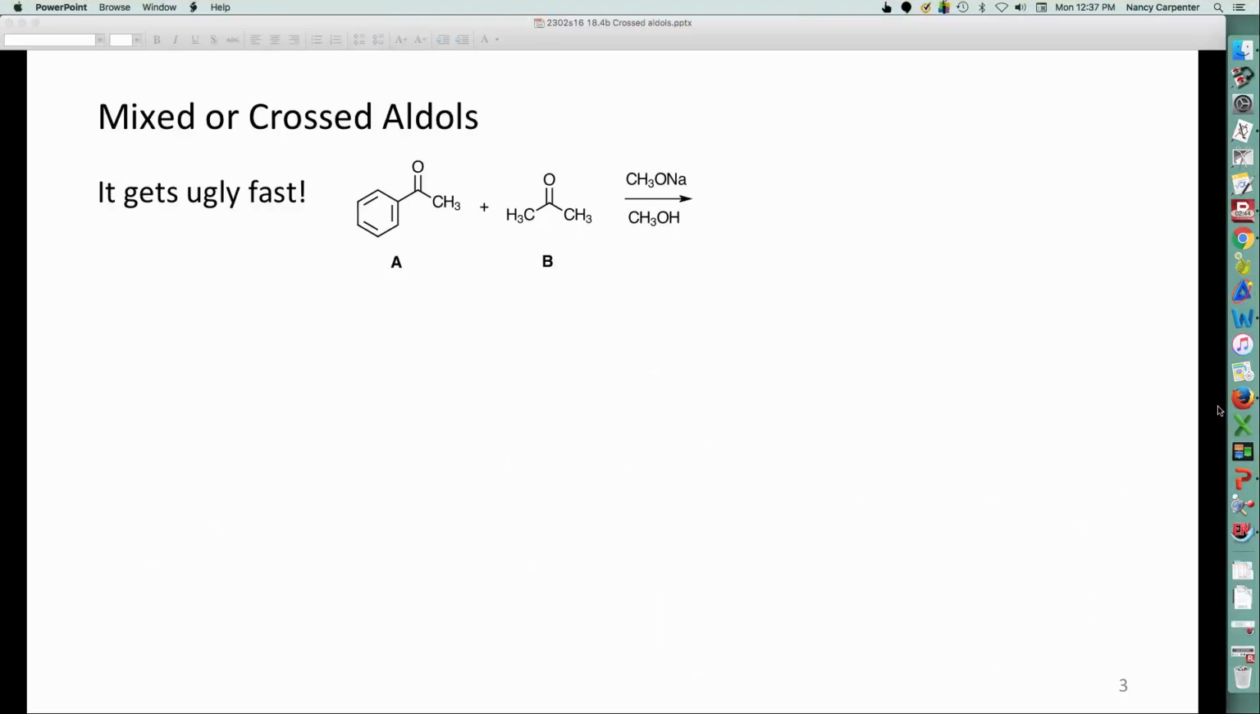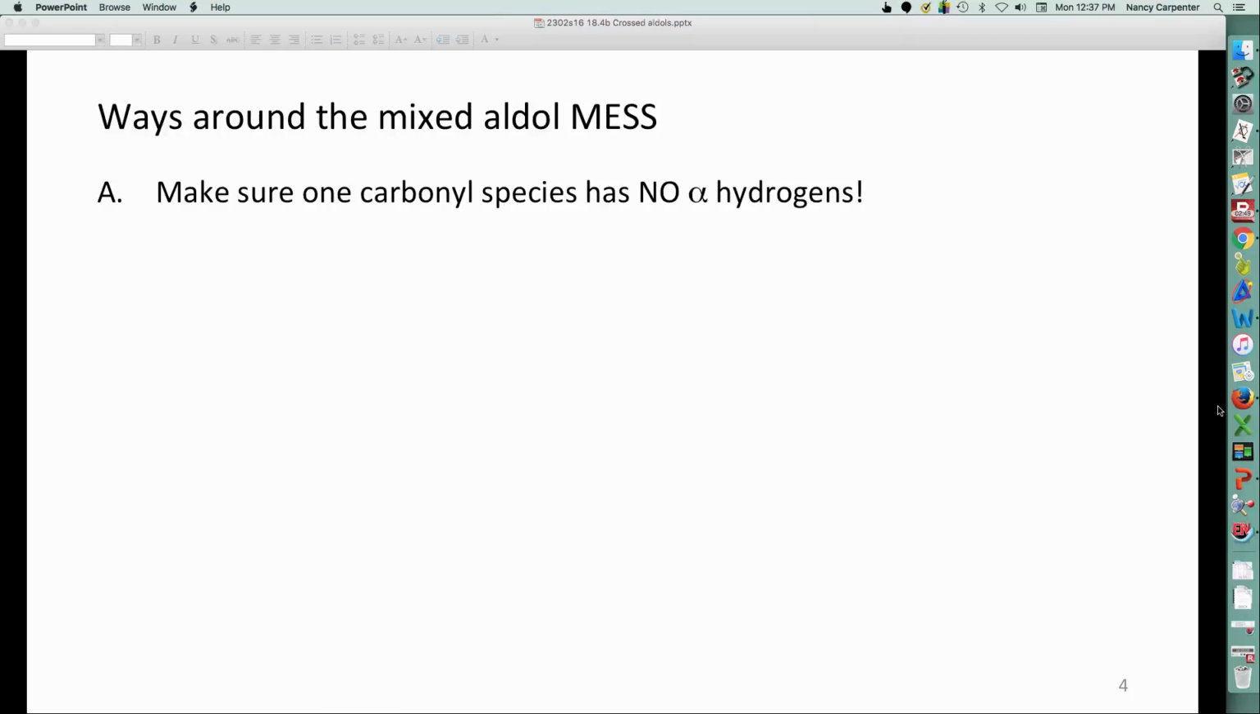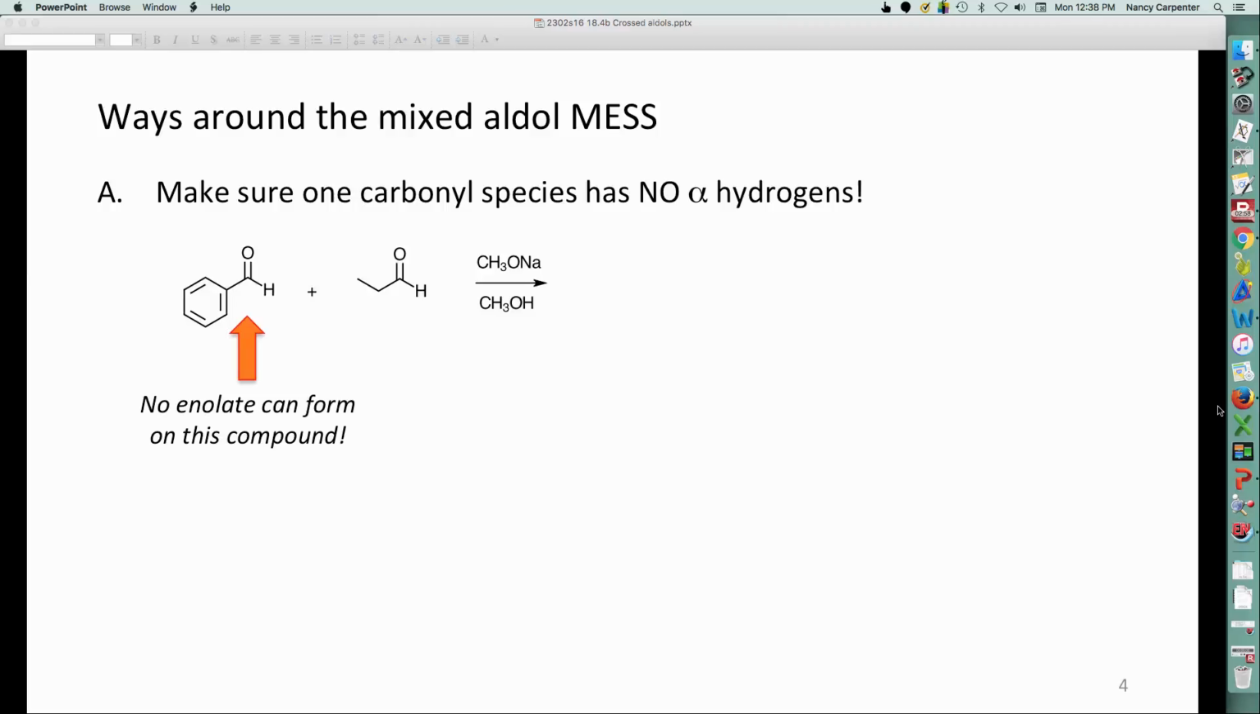There are ways around this. For example, it depends on what you're trying to make, but you can make sure that one of the 2 carbonyl species doesn't have an alpha hydrogen. No alpha hydrogen, then you can't generate an enolate, and therefore the only thing that's going to happen is this enolate is going to form, and while it could react with itself, there are ways to make sure it only reacts with the other carbonyl partner. So that simplifies things quite a bit.